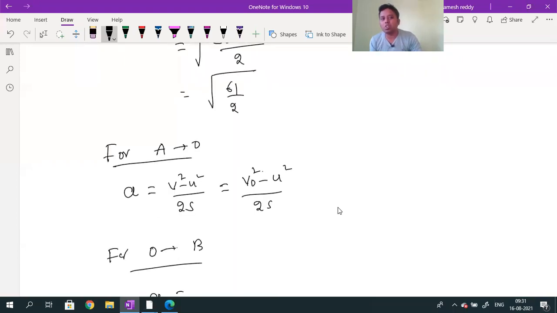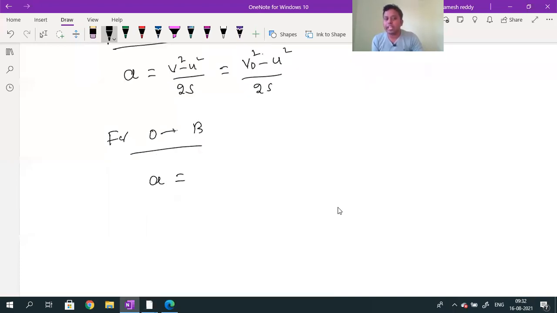Okay, now for example, you don't know the concept. For the A to O journey, the general acceleration formula I know: v square minus u square is equal to 2as, the third equation of motion. From this, acceleration is v square minus u square by 2s. So for A to O, final velocity V0 square, initial velocity u square, by 2s. Then for O to B, again the formula is v square minus u square divided by 2s: final velocity v square, initial velocity V0 square, by 2s.